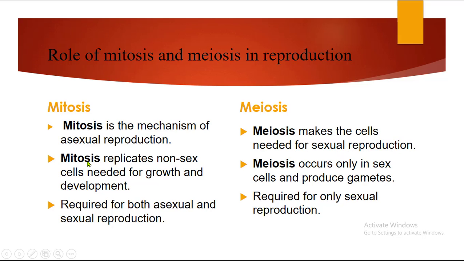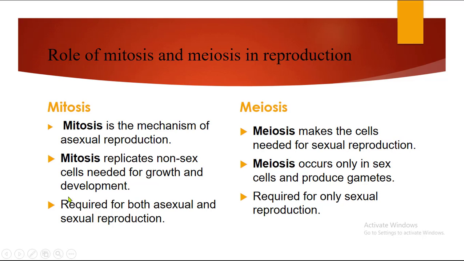Second, mitosis replicates non-sex cells needed for growth and development. Non-sex cells means the body cells, the cells of other body parts other than the sexual parts. However, meiosis occurs only in sex cells and produces gametes.